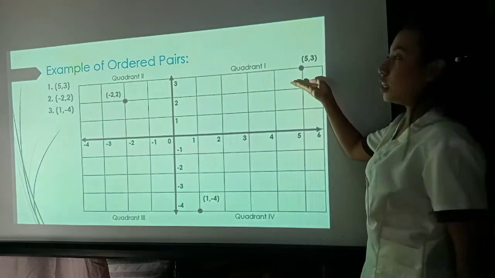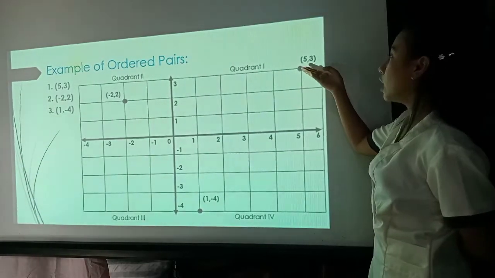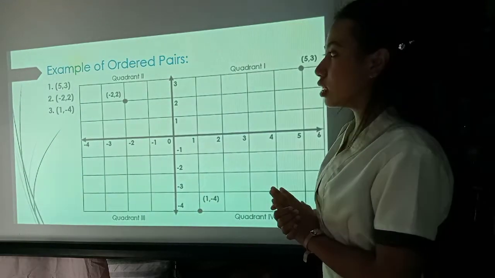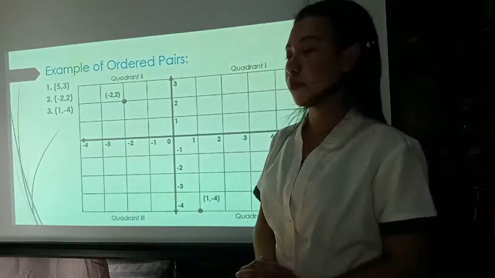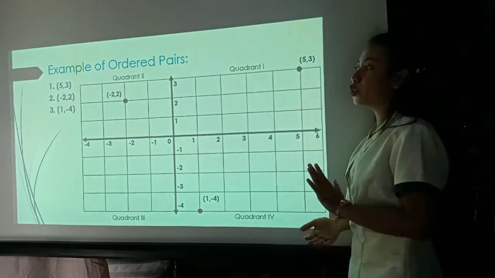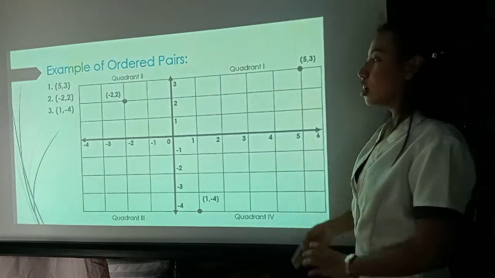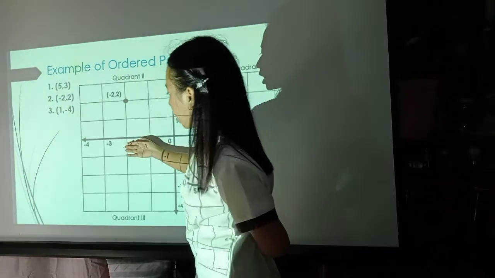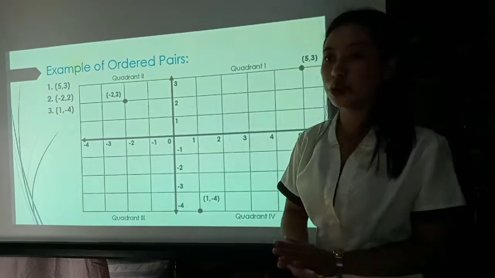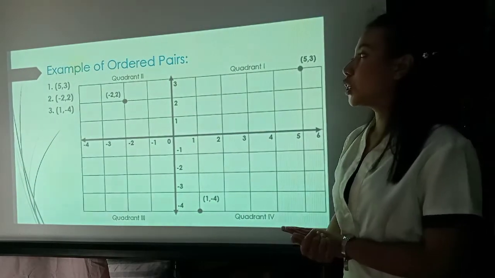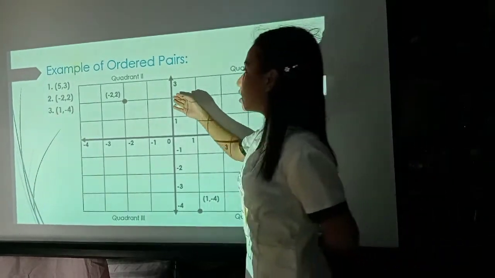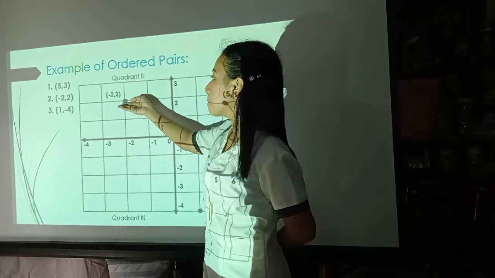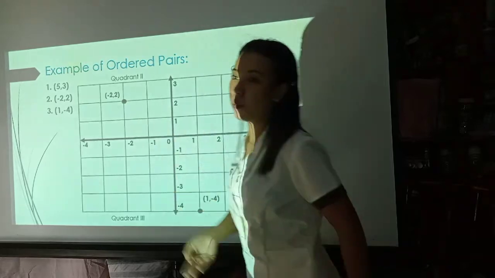This is the point with coordinates 5 and 3. The second one is negative 2 and positive 2. The negative 2 is the x-coordinate, located on the x-axis at negative 2, and the positive 2 is the y-coordinate, located on the y-axis, and then plot. This is the point with coordinates negative 2 and 2.